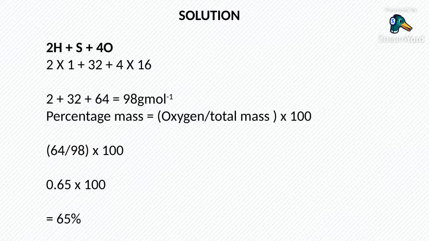So therefore, I will say it is the value of oxygen over the total value. What is the total value? Which is the total mass. The total value is 98. So 64, where is 64 coming from? It is the total value of oxygen alone separately over the total mass. So that is 64 over 98, which will give us 0.65. Multiply it by 100, we get 65%.